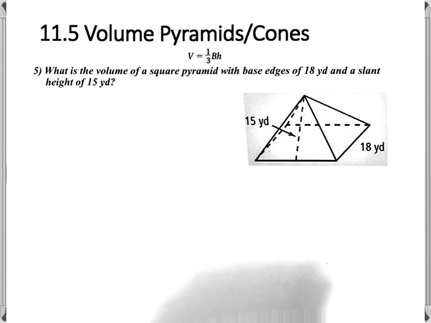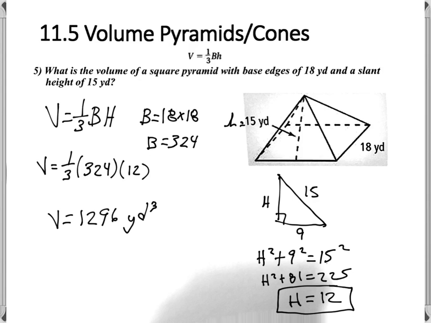Go ahead and try example 5 on your own. They've given you the slant height. You need to find the height. So remember, your triangle will look something like this, with your slant height being 15, half of your edge being 9, and you're looking for your height. So find the height first, find the base area, and then find the volume of your pyramid.